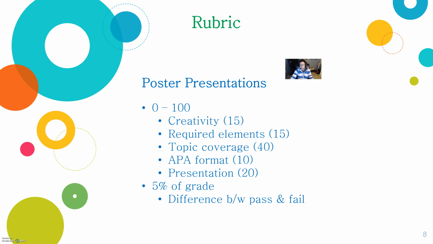So what I like to think is that things like required elements, creativity, and APA format, those can all be like easy points right off the bat. That's basically 40 points of the presentation that you can get by just putting effort in and making sure that things look good. And then the other ones will be up to them really knowing the material and then presenting the material. And then it'll equal about 5% of the grade.